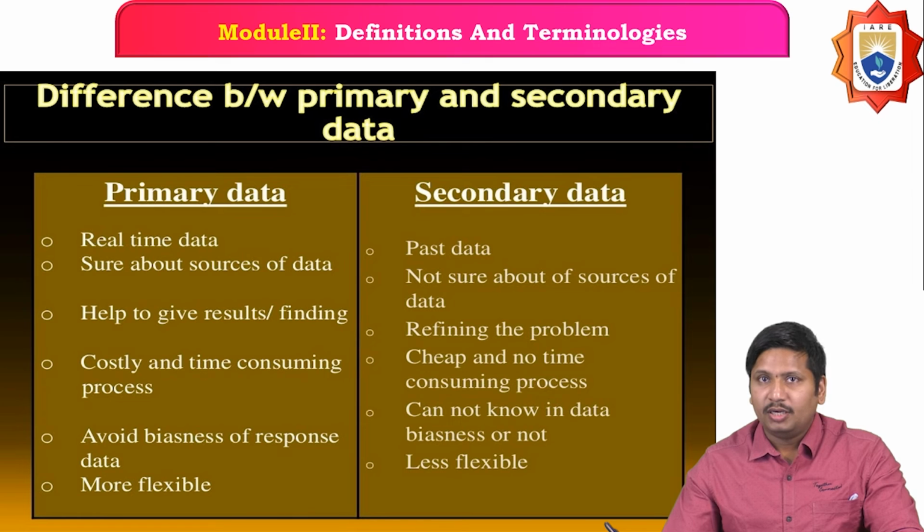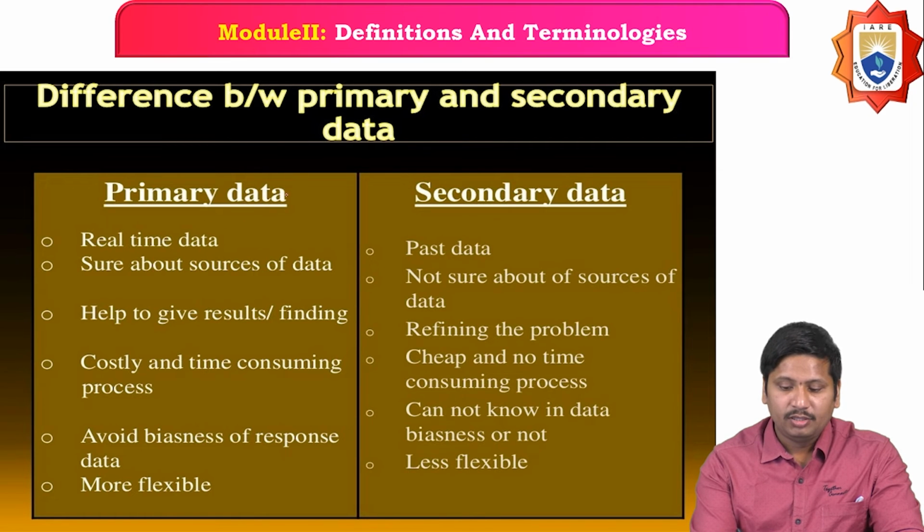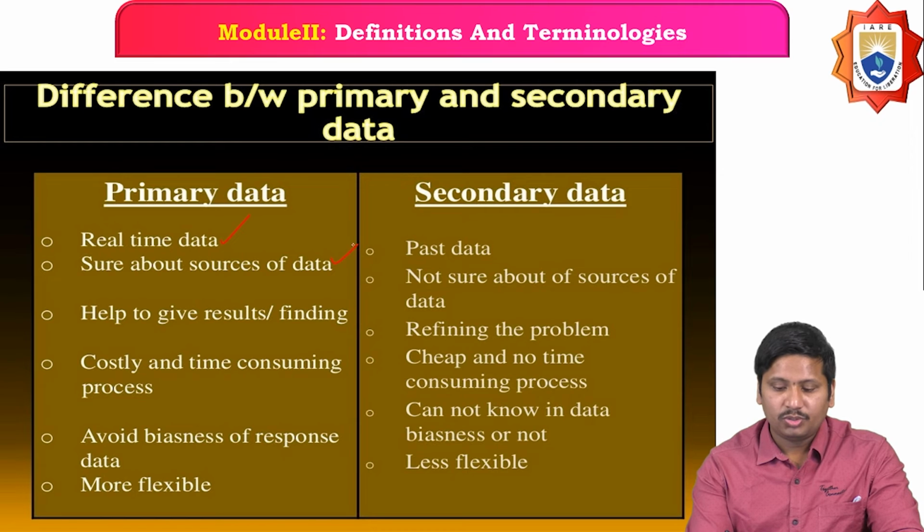Define and differentiate primary data and secondary data. That is what you have to write here. Primary data is real-time data, and you are sure about the sources of the data. When it comes to secondary data, it is past data, and you are not sure about the sources of the data.